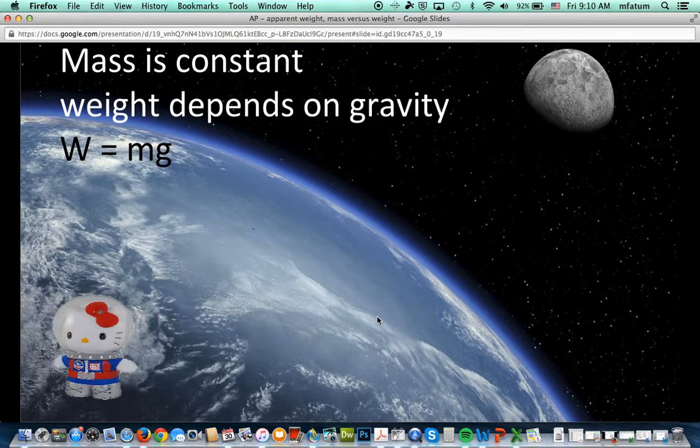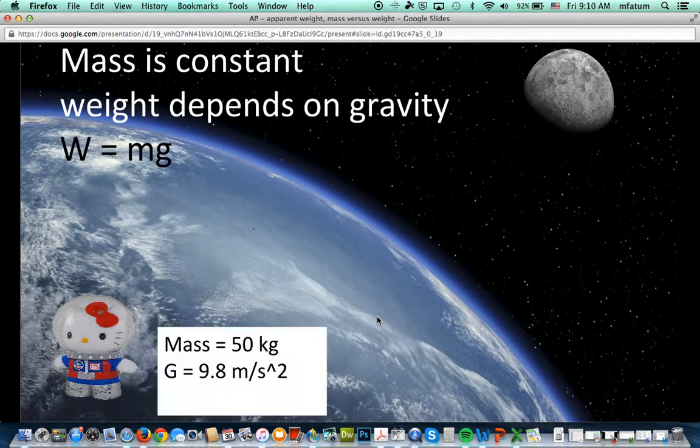So let's say we have Hello Kitty and she's on Earth. Her mass is 50 kilograms and the gravity here on Earth, acceleration due to gravity, is 9.8 meters per second squared. So to find her weight, I would multiply these two numbers to get a weight of 490 newtons.